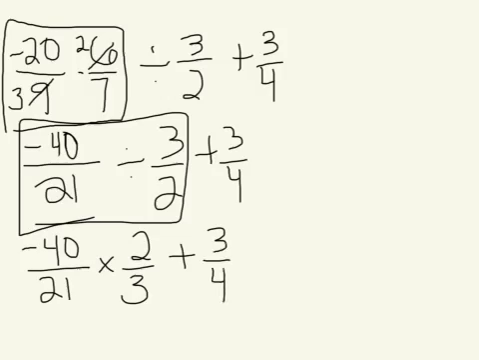Is there anything we can reduce here? 40 with 21, 2 with 21, 40 with 3, 2 with 3. I don't see any common factors at all. So I guess the next step would be to actually multiply them straight across. So we have negative 40 times 2, which is negative 80. And then we also have 21 times 3, which is 63. Check on your calculator if you need to. Plus 3/4.